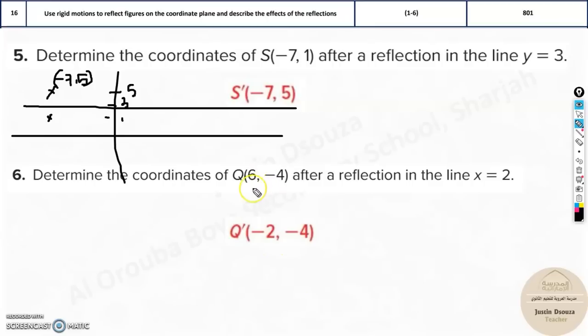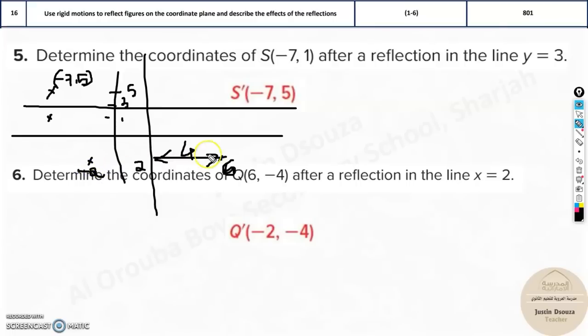Same thing over here. Q is at 6 and -4. Imagine 6 and -4 is over here, and along x equals 2. So how much is the difference over here? You need to look into the difference. This is positive 2. Yeah, this is 6. So 4 units till 6, right? There are 4 units. So go back by 4. 1, 2, 3, 4 will be at -2.